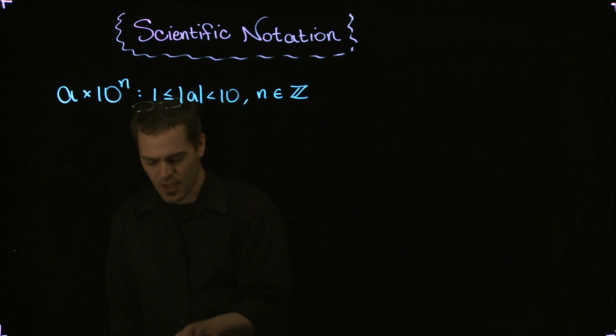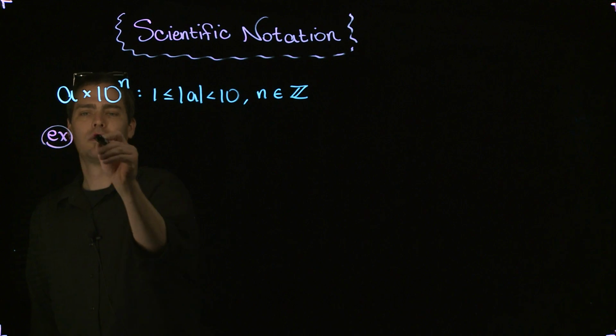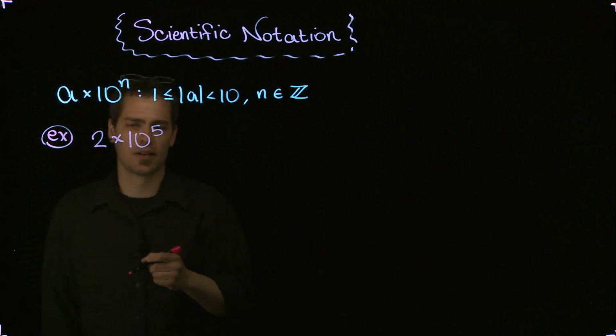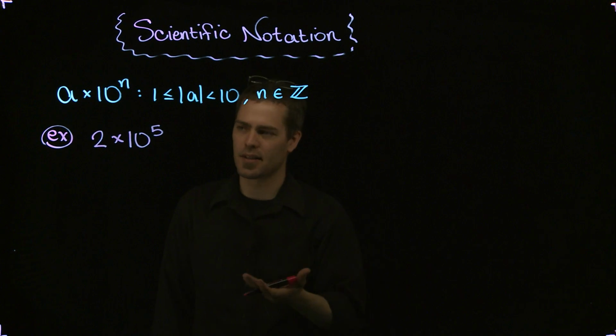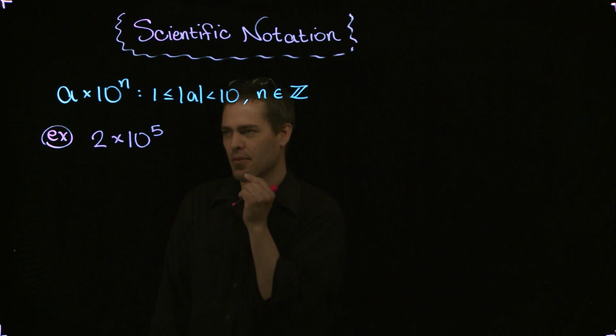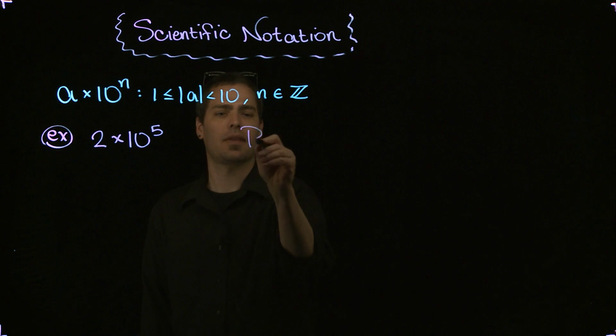So for an example of something that's in scientific notation, 2 times 10 to the 5th power would constitute a number in scientific notation. Now, before I expand that out and tell you what that is, let's just talk briefly about powers of 10.